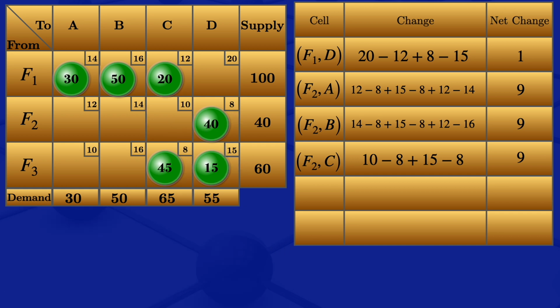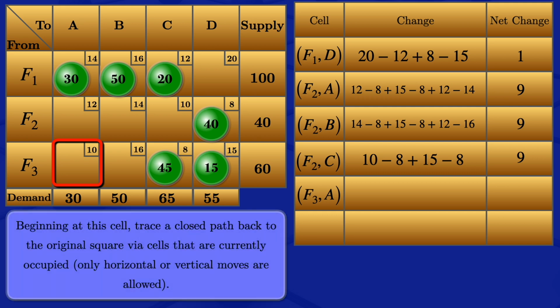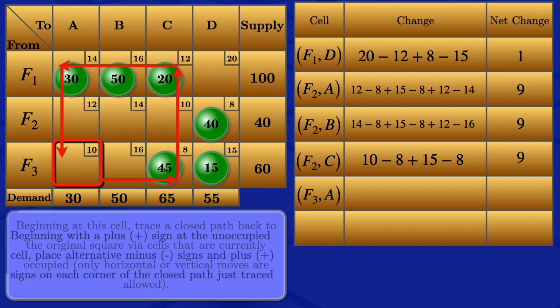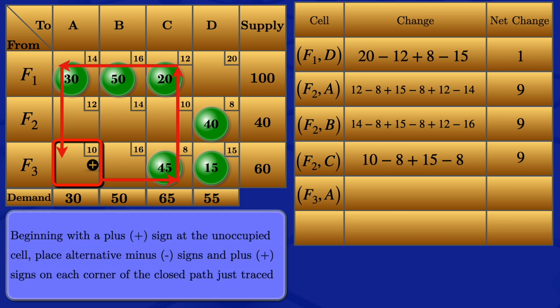We move on to the next unoccupied cell, which is F3A. Again, we trace a closed path back to the original cell through the cells that are already occupied. I will move horizontally to this cell, vertically upwards, horizontally to this one, and back to the original cell. I place a positive sign in the original cell, a negative sign here, positive and negative.